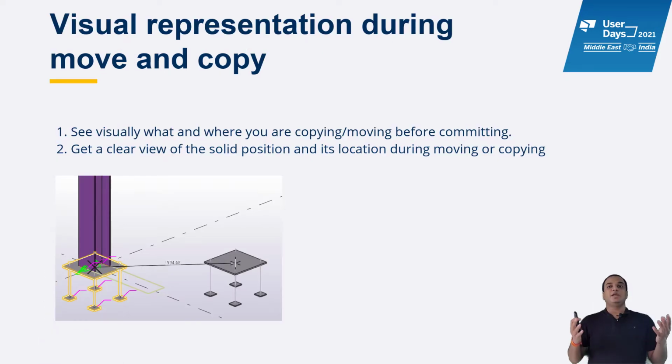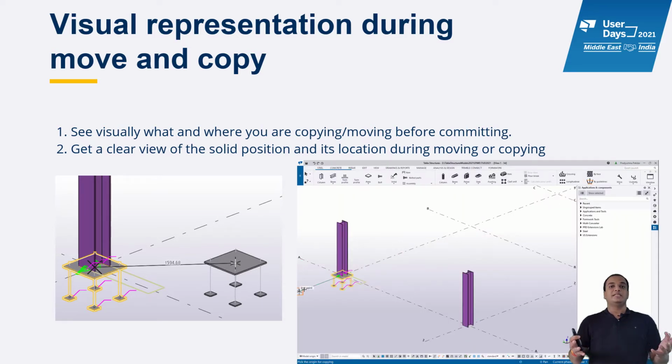Visual representation during move and copy. It's now possible in Tekla Structures to visualize the item during the move or copy. The item is visible as a 3D view during the move and copy before committing the changes. So in the video you can see when we move the base plate from one column to another column, we can visually see it before committing the changes. Same thing again, I will move the entire column and base plate from one location to another. Again, you can visualize it before committing your changes or before picking the destination point.